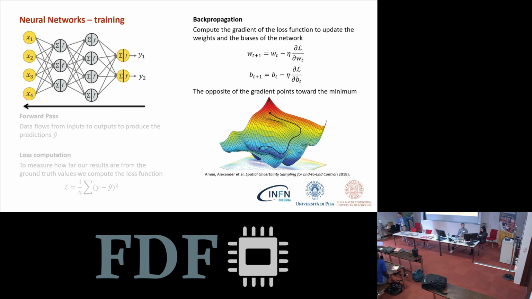To minimize the loss function, we start from the end now and we go back. This is the so-called backpropagation. At each step, we update the weights, and we compute the gradient of the loss function. In this way, we are moving towards the minimum of that function, computed with respect to the weights and the biases.